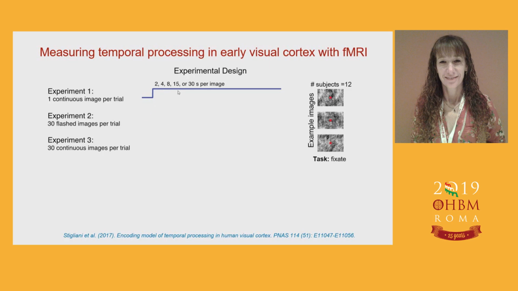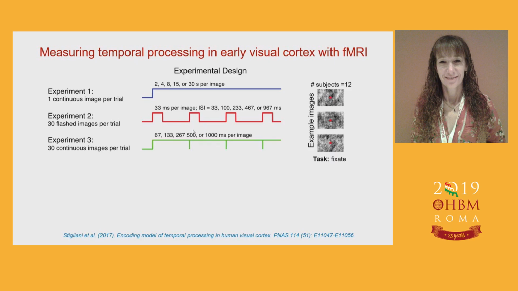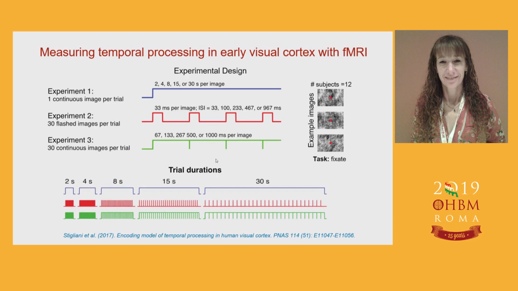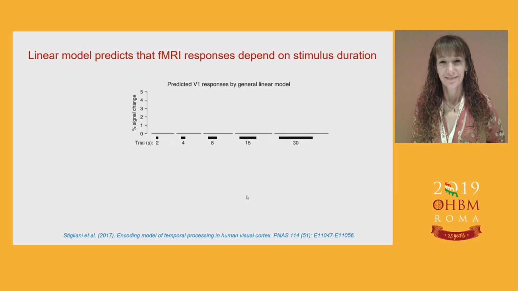In the second experiment, subjects saw in every trial 30 different images. Each image was shown very briefly for 33 milliseconds, and we varied across trials the interstimulus interval. In the third experiment, subjects also saw in each trial 30 different images, but images were shown continuously, and image duration varied from 67 milliseconds to 1 second. And critically, across all 3 experiments, we used exactly the same trial durations, which were 2, 4, 8, 15, or 30 seconds.